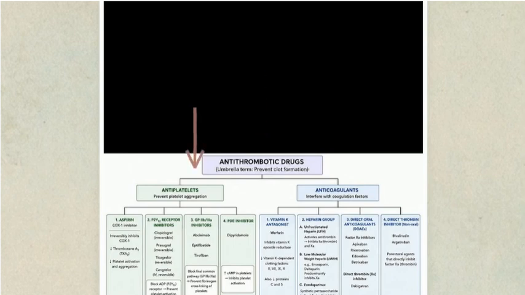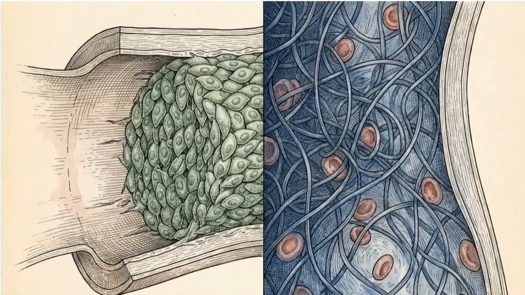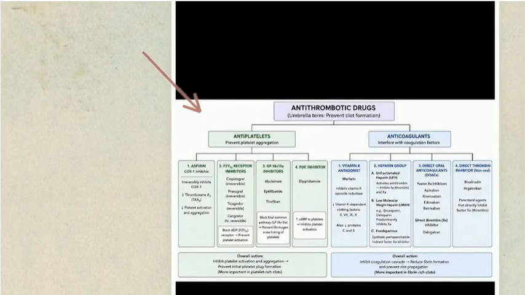The green antiplatelets on the left target the cellular phase, while the blue anticoagulants on the right target the enzymatic phase. The choice of drug depends entirely on whether the underlying pathology is driven by the cellular clumping of platelets or the enzymatic formation of fibrin. We'll begin with the green branch of the chart.